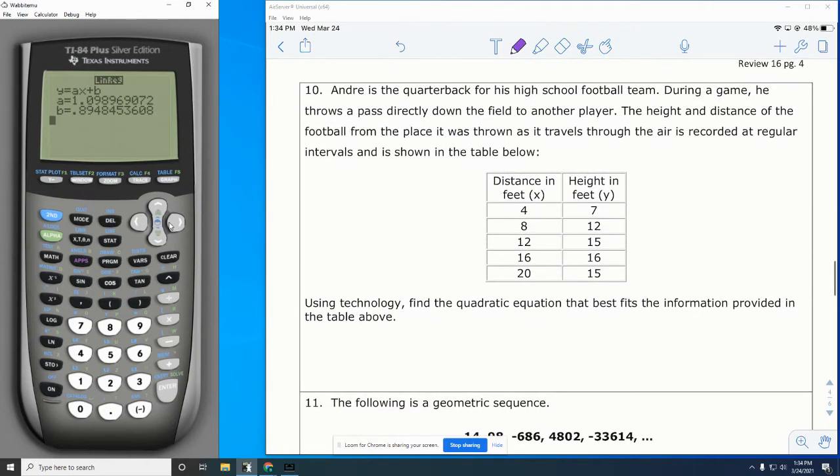Number 10, Andre is a quarterback from his high school football team. During a game, he throws a pass directly down the field to another player. Height and distance of the football as it was thrown, as it travels through the air, is recorded at regular intervals and shown below. Using technology, find the quadratic equation that fits the information provided. So I have a table. I'm going to come back in here, use my StatEdit, pretty much like we've been doing all unit.